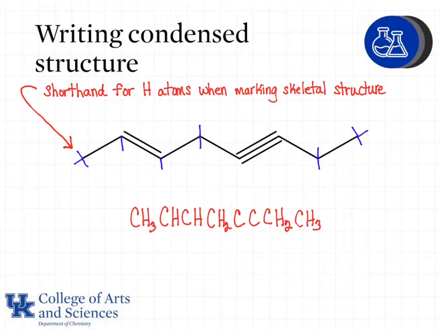Notice that there's nothing in the condensed structure that explicitly shows the double or triple bond. However, we can figure out that there have to be double and triple bonds present because when we draw the structure back from the condensed structure, we'll see that there are not enough bonds to carbon, and the way we complete the 4 bonds to carbon will be to create double or triple bonds.